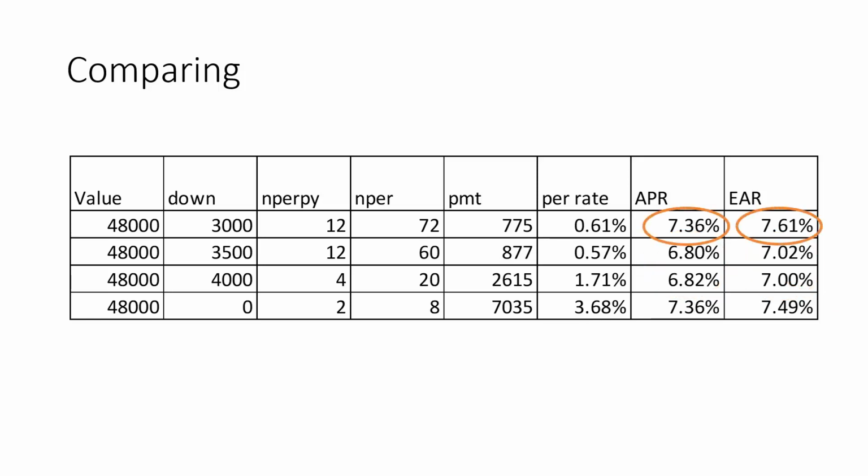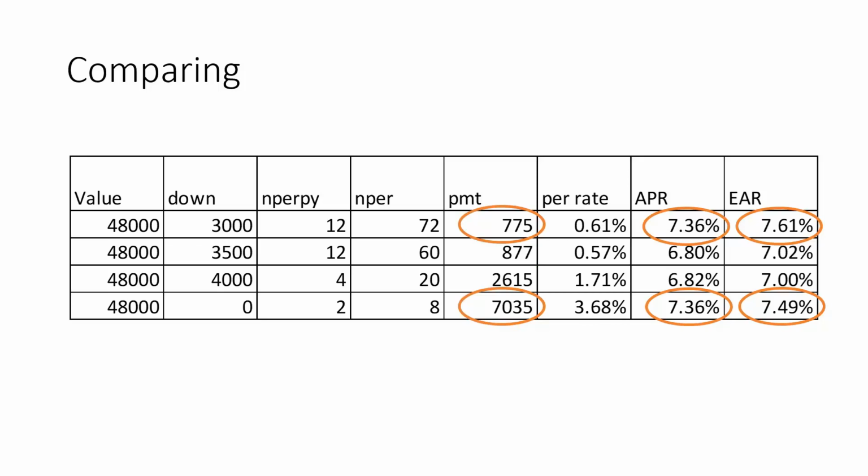Now here we have another interesting case. This is between first and fourth. So the first case, if you remember, is monthly compounding, 6 years, and the payment is 775. The other has 2 periods per year and 8 half years. We have 7035 as the semi-annual payment. So that gives an APR of the same value for both these loans, but the effective rate for the semi-annual is actually lower than that for monthly.